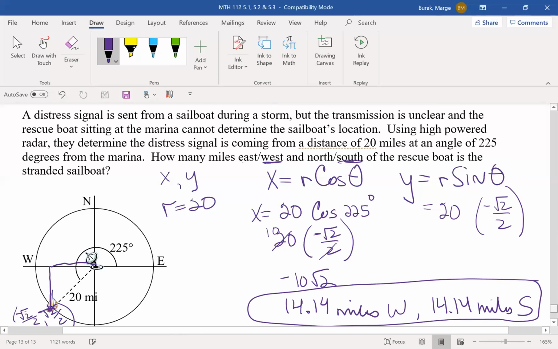Okay, so there's one application using the sine and the cosine. Once you know the radius, if you know the angle, we know the cosine is the x, the sine is the y. Okay, and that's the end of this section.